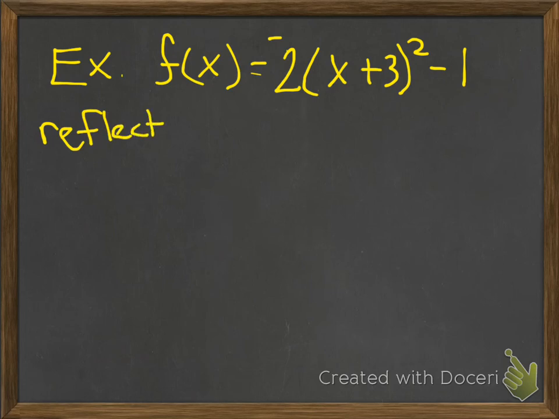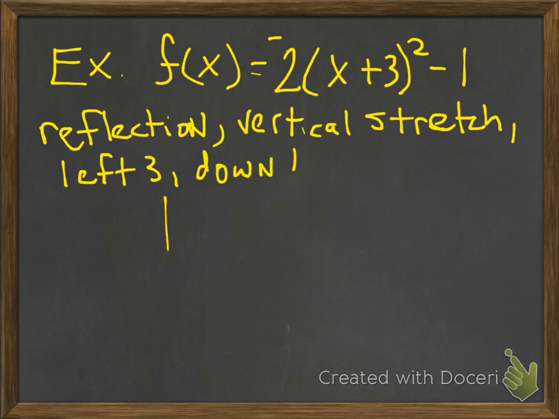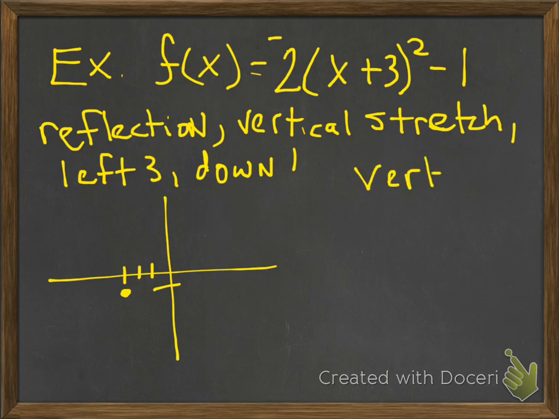And then the plus 3 tells me to go which direction? 3 to the left, and the minus 1, 1 down. So this is a vertical reflection, vertical stretch, left 3, down 1. Now, the reflection and the stretch do nothing to finding the vertex. If I go 3 to the left and down 1, that's my vertex. That's my middle point, and in this case, my max. So my vertex is -3, comma, -1.